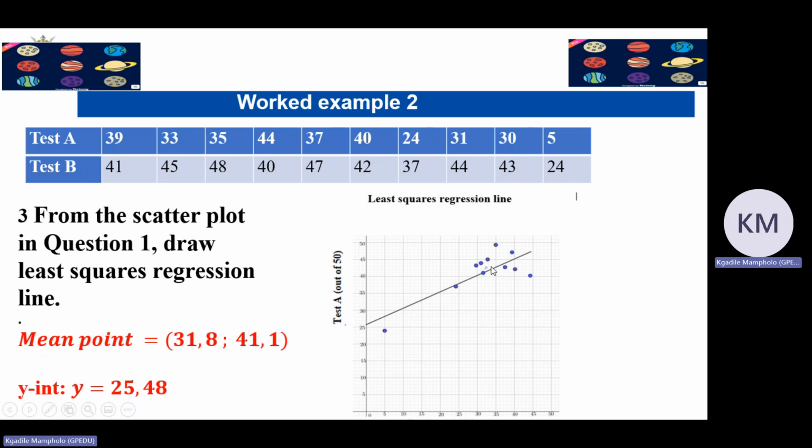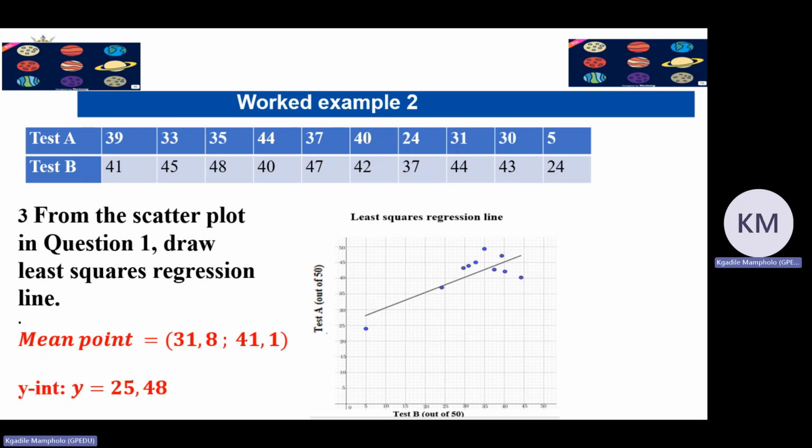And even this mean point, you'll wrap it at the end. So you'll erase it. You put it just for the gradient of the least squares regression line. So after that, if now your gradient is correct, where the line will be from the y-intercept, which is 25,48, and the mean point. Then you wrap that mean point, and then you erase the part of the line.